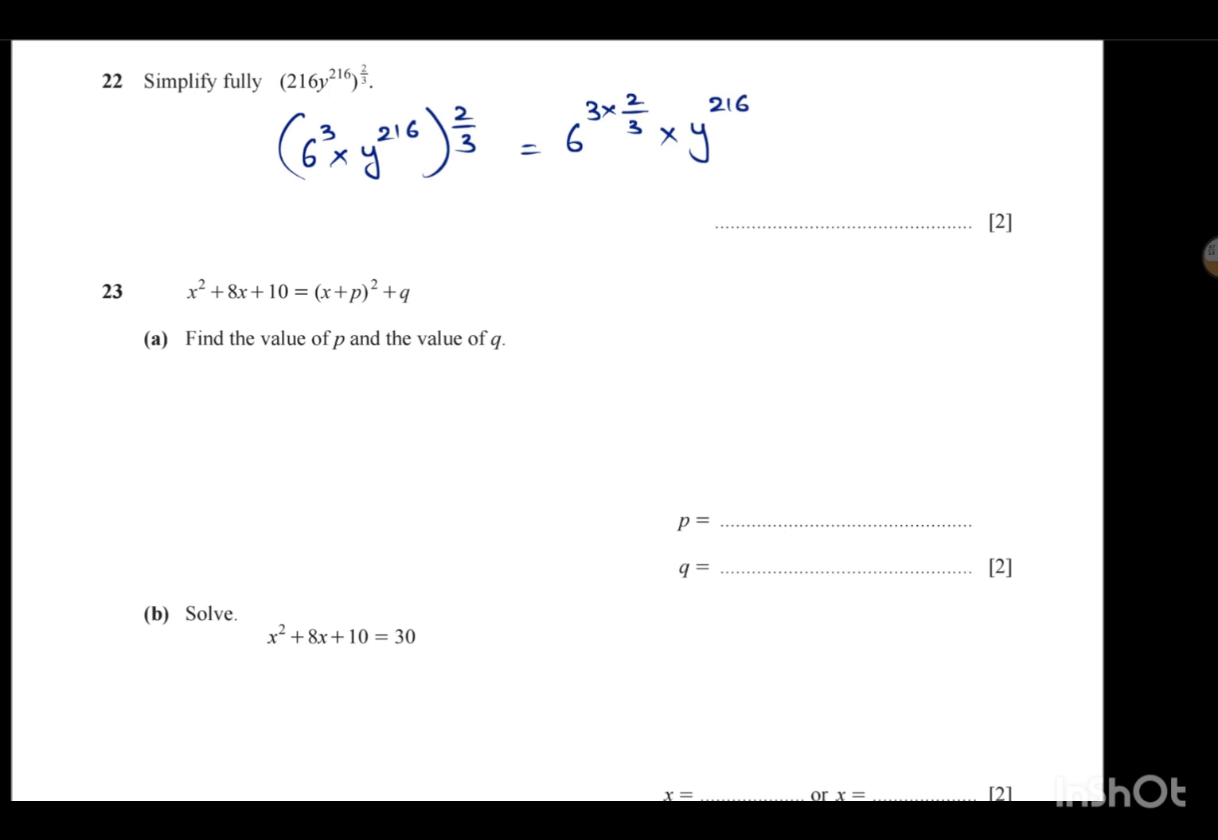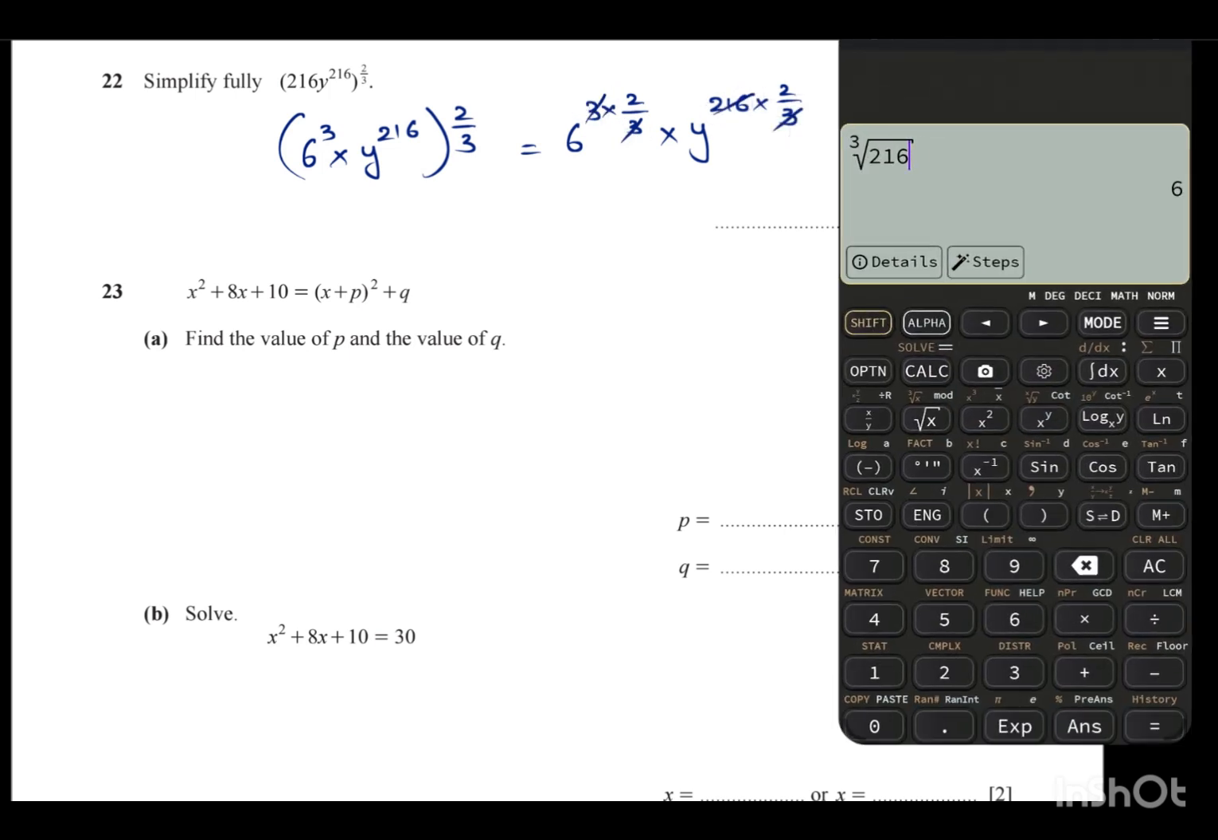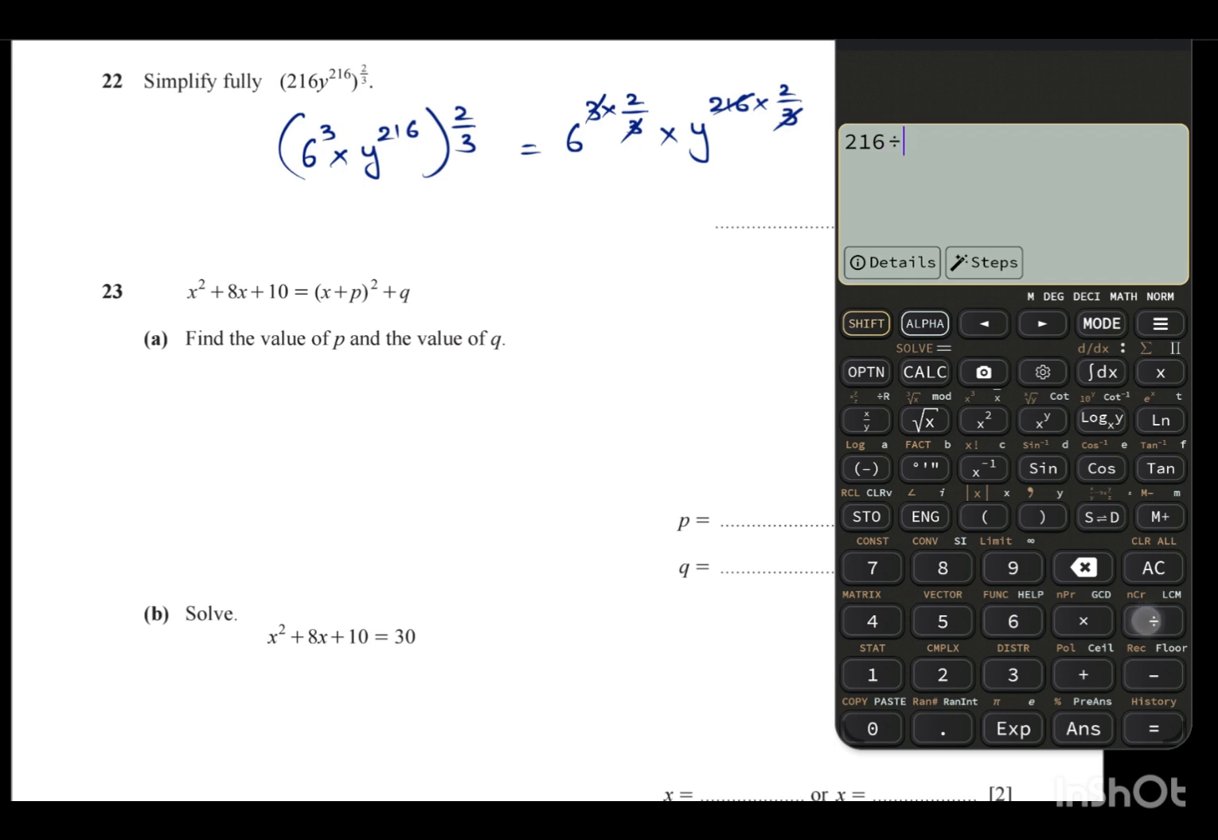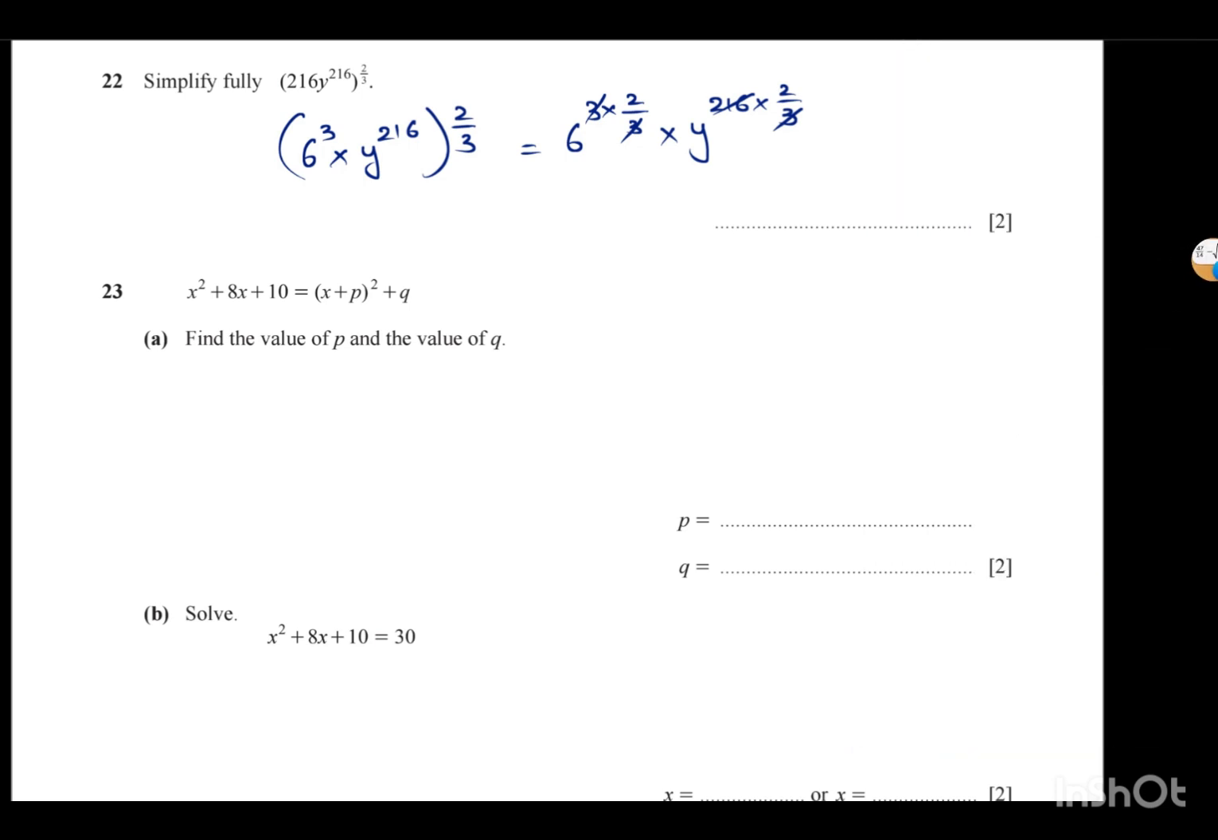Power of the coefficient is 3 and power of variable is 216. Multiply 2 by 3 to each power. Here 3 gets cancelled and you can divide 216 and 3. Check. If you can't cancel directly, you can divide like this, 72. So you are left with 6 raised to 2 and y raised to 72 into 2.